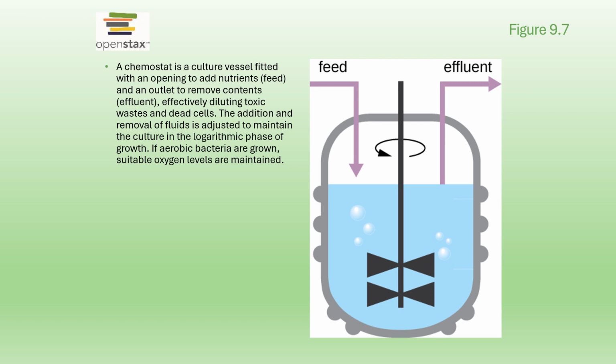Sometimes you're making products that actually become toxic towards the cells, so by removing it, that never happens. Remember, we talked about feedback inhibition, where you're making a product that then turns off the process. If you remove the product, it's never going to turn off the pathway. So therefore, the cells are continuously making it. Like I said, this is referred to as a chemostat.